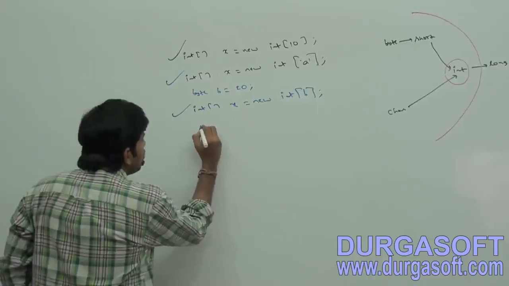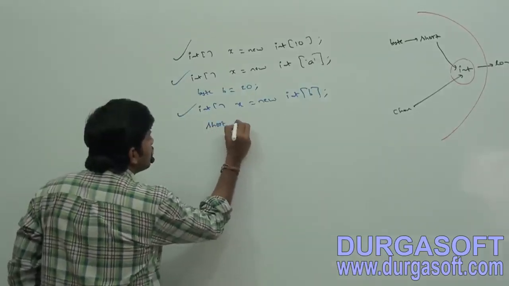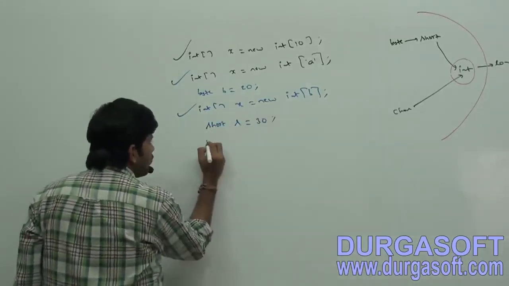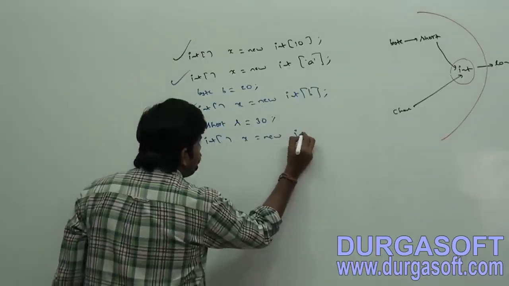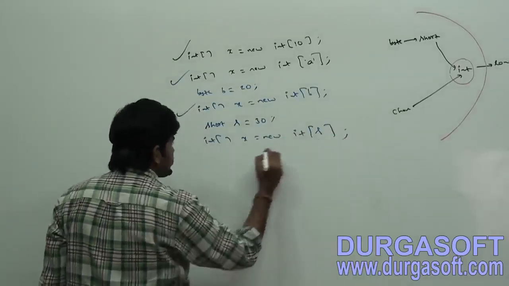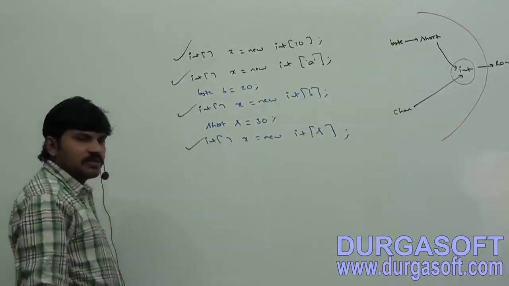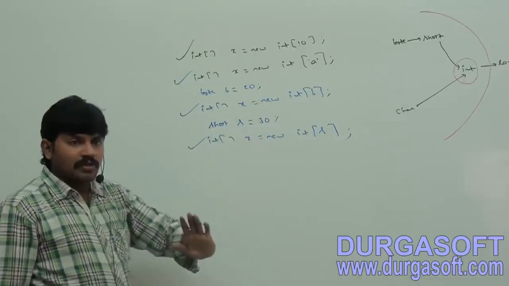Next, short s is equal to 30. Int array x is equal to new int array of s. Valid or not? Valid. In the place of int you can provide short also.